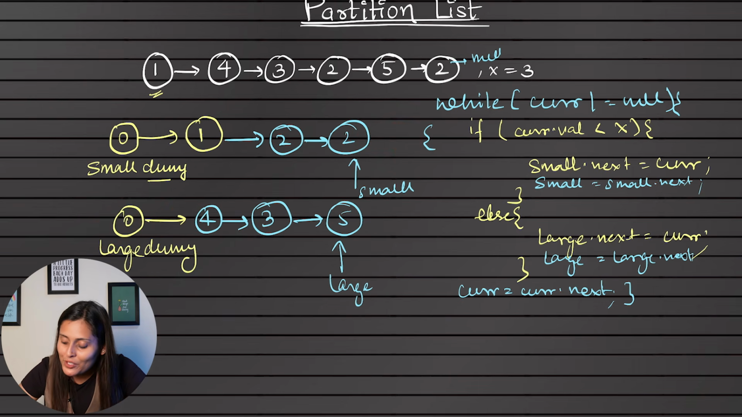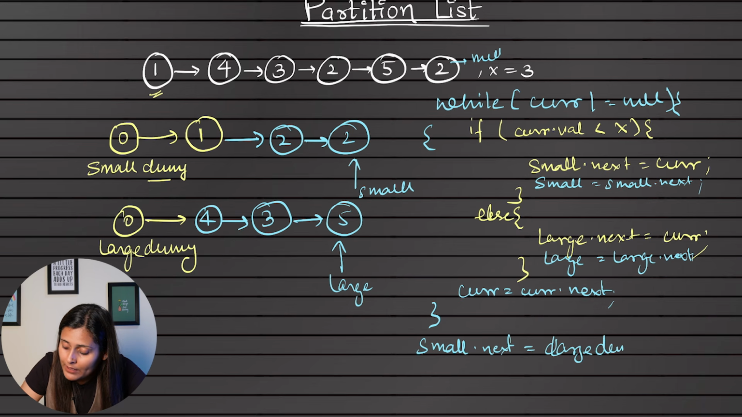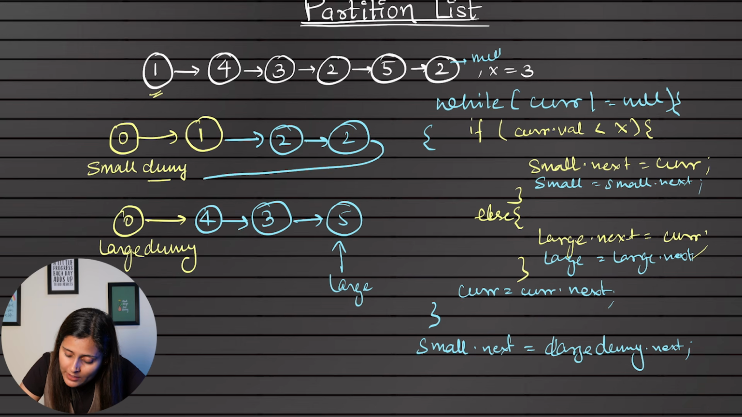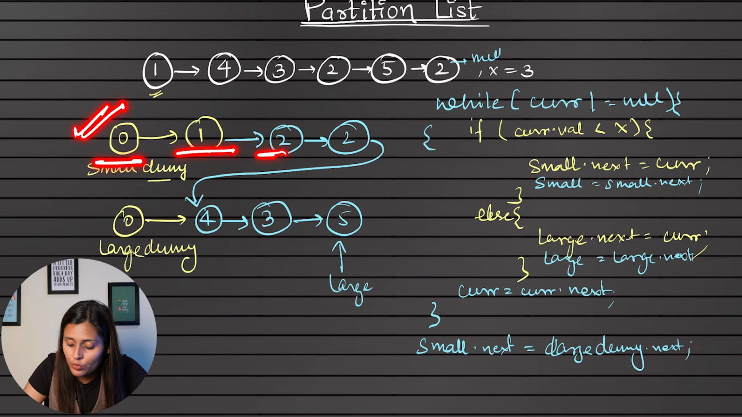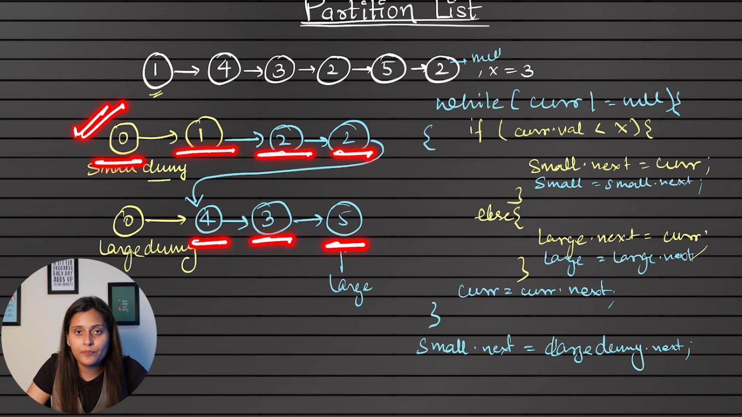Yes. So what will we do after coming outside? Yes. We will write small dot next. I want to connect large dummy dot next. Done. So now what can I say? This is small, right? So small dot next will connect to this, correct? So now if you read from small dummy, it's like 0, 1, 2, 2, 4, 3, 5.